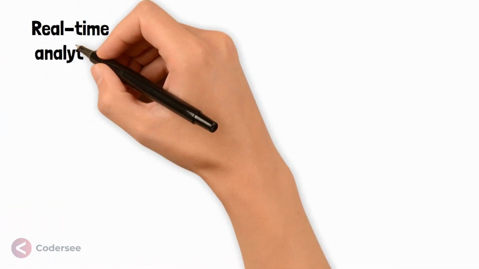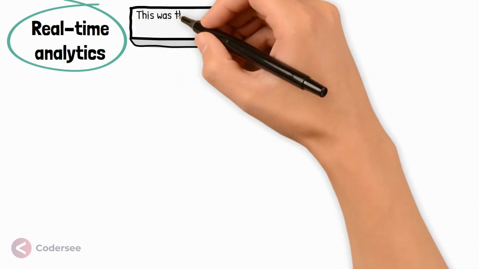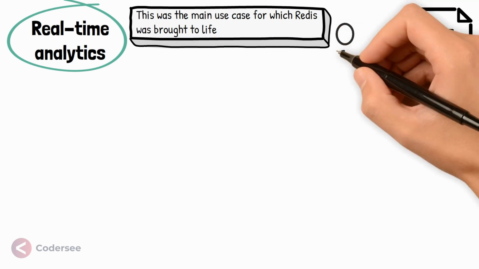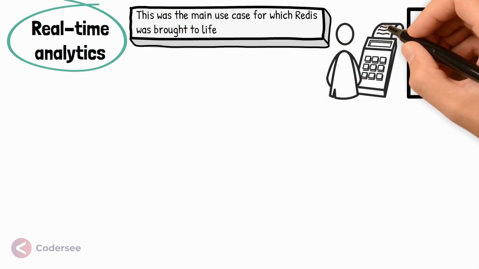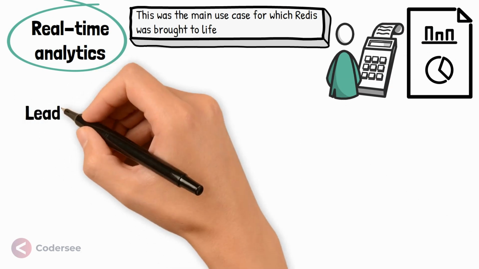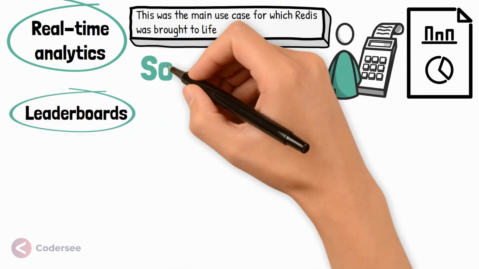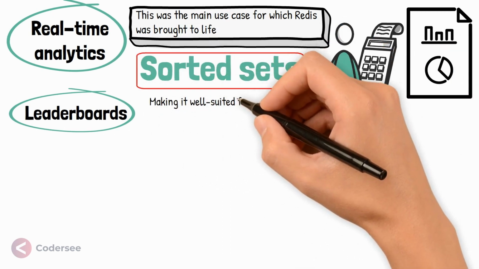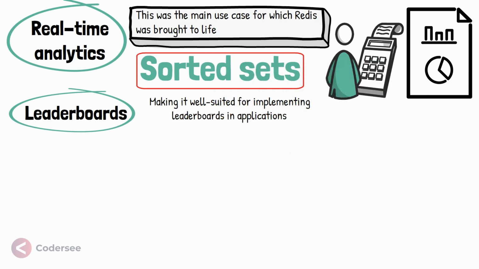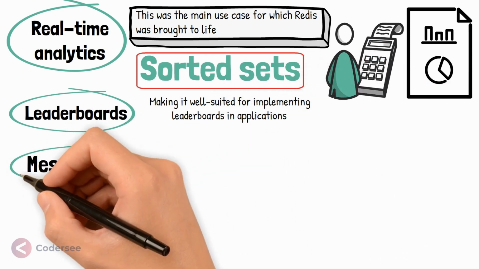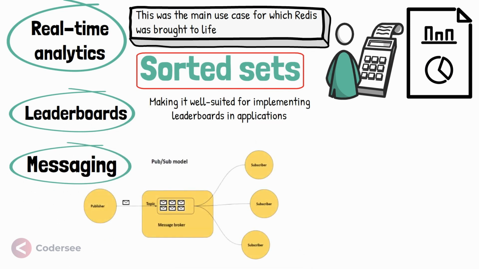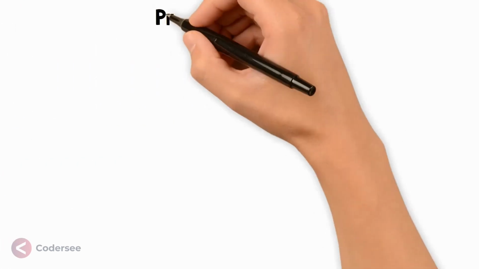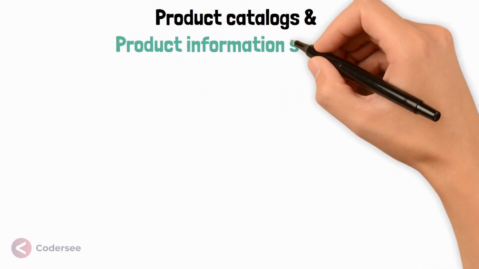Thirdly, real-time analytics, and basically this was the main use case for which Redis was brought to life. Its support for data structures allows for fast and efficient calculations and real-time metrics. Additionally, leaderboards. Thanks to the support for sorted sets, it can be used for the easy ranking of items, making it well-suited for implementing leaderboards in our applications. Moreover, messaging. With PubSub messaging, we can easily implement message queues and real-time client-server communication. And lastly, it can be a great choice for product catalogs and product information storage.